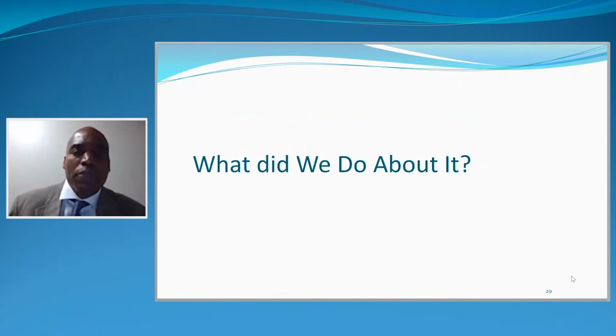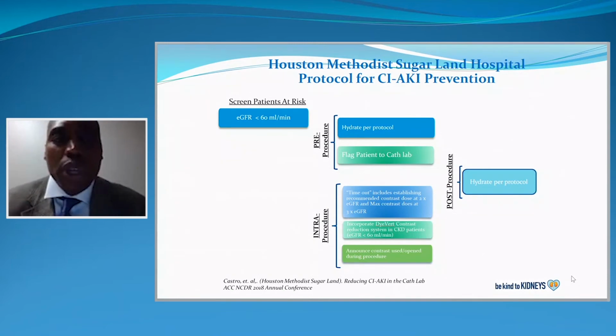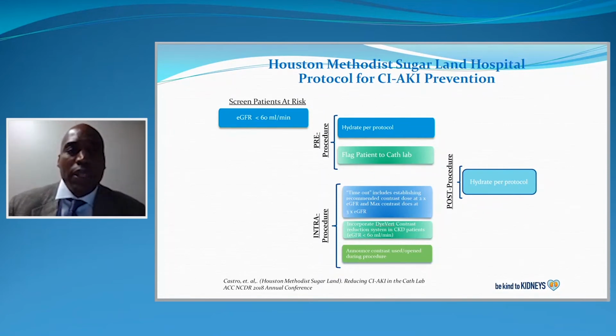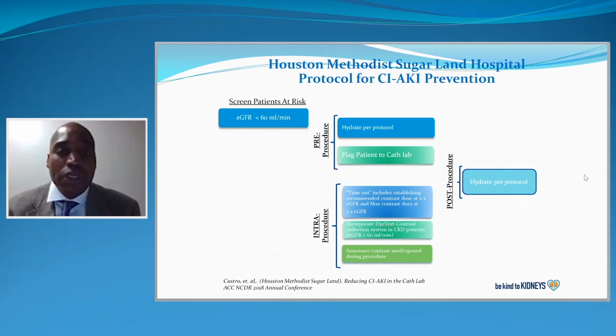What did we do about it? So we decided to set up a protocol that involves screening patients at risk for contrast-induced nephropathy, which included people with a creatinine clearance or GFR of less than 60. We instituted a hydration protocol before the procedure, and patients at risk were flagged going into the Cath Lab. We also instituted, in addition to our timeouts that we were already giving, a contrast recommended threshold of 2 times the GFR and a maximum dose of 3 times the GFR.